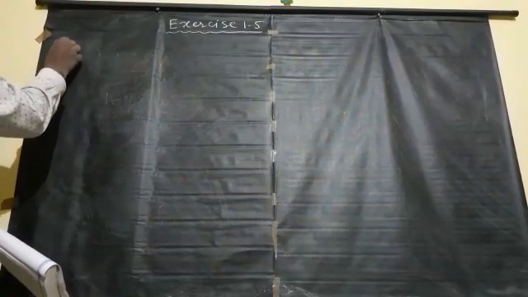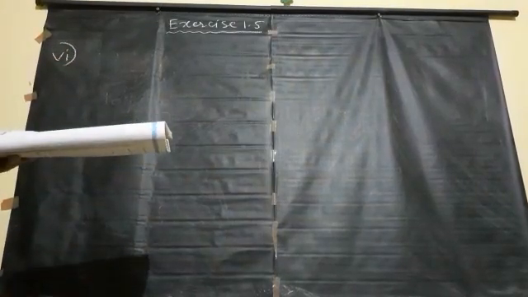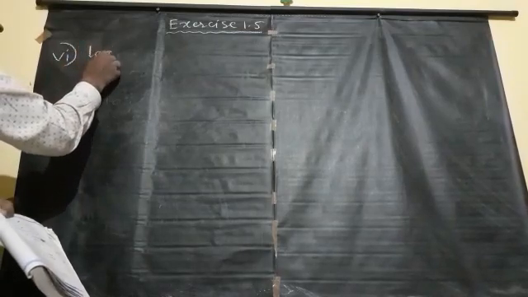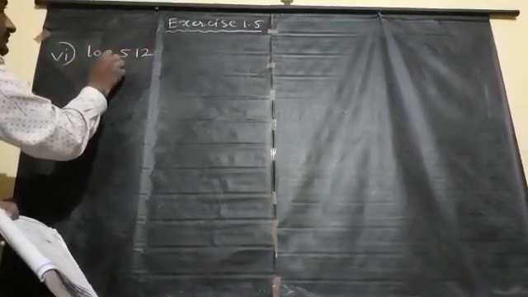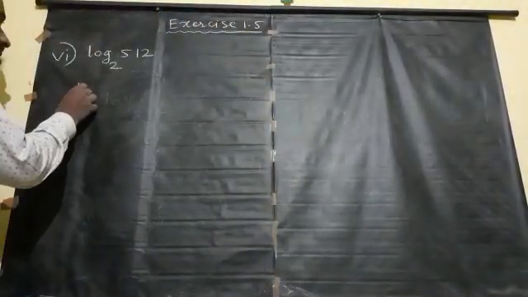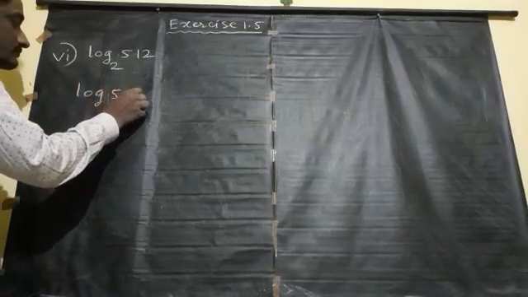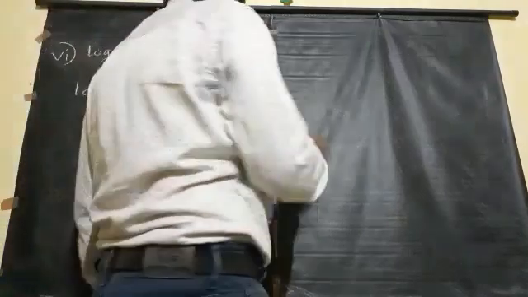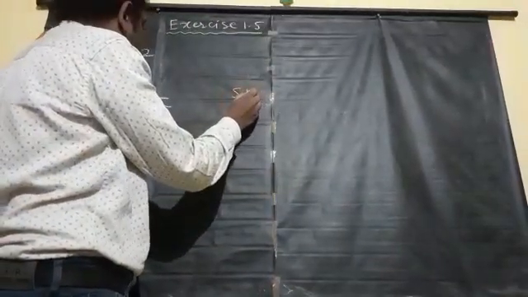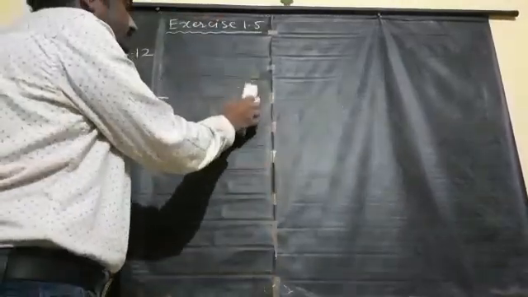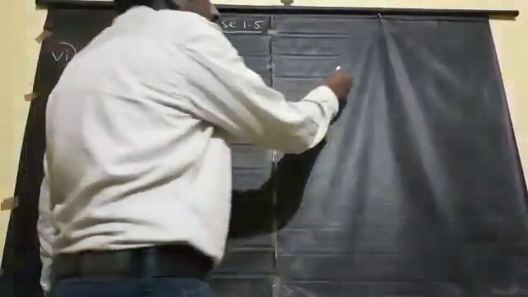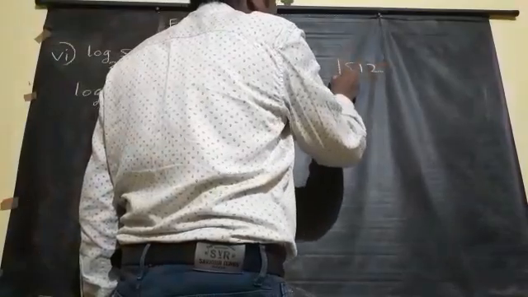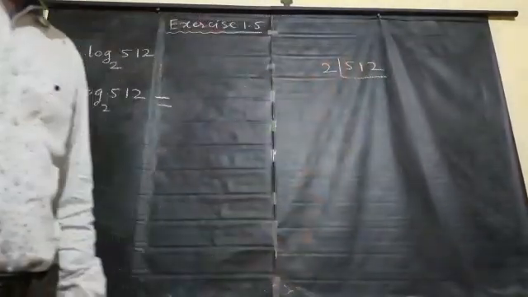Next, sixth problem. Log 512 base 2. Here we have to find the prime factors of 512. We have to go from the 2 table.